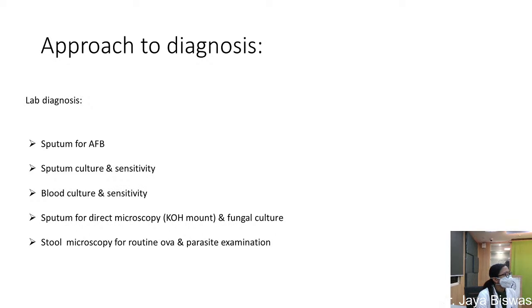Which are bile stained? Give examples of some bile-stained and non-bile-stained eggs. Non-bile-stained eggs are Necator americanus, Enterobius vermicularis, H. nana, and Ancylostoma duodenale. These are non-bile-stained. Other than that, they are bile-stained.